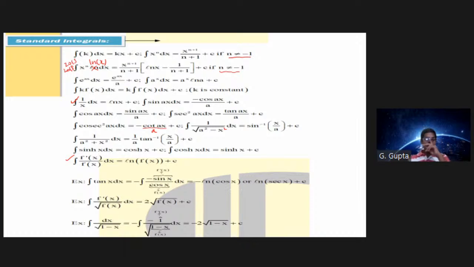Okay. This is another formula. When the numerator is just like the above, f dash x, but the denominator is under a square root, fx, the answer is twice the denominator. That is, twice the root fx plus c.